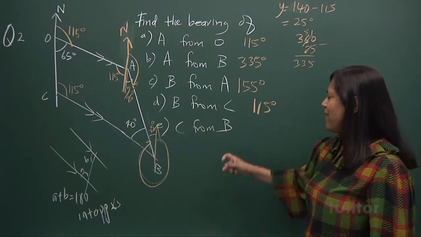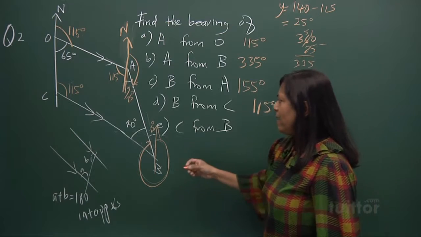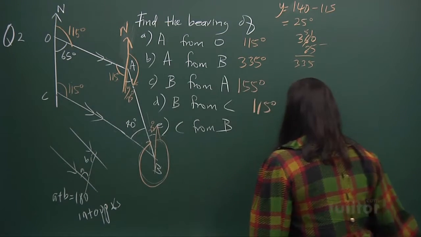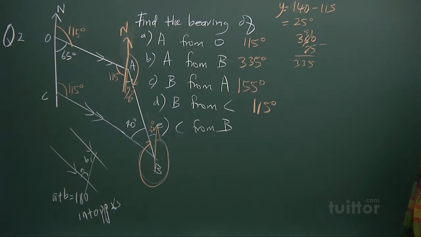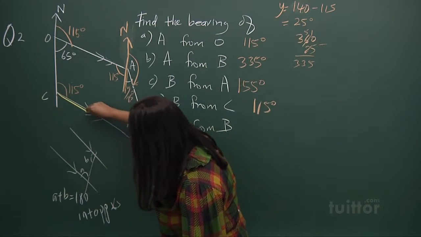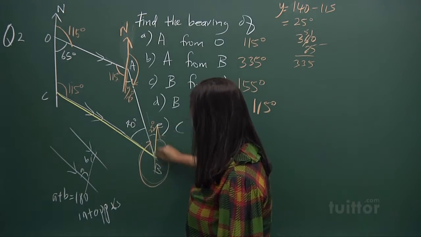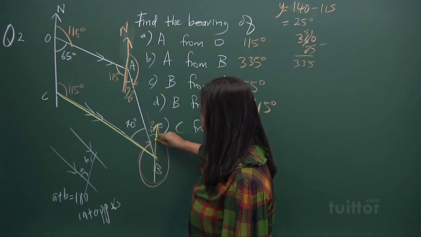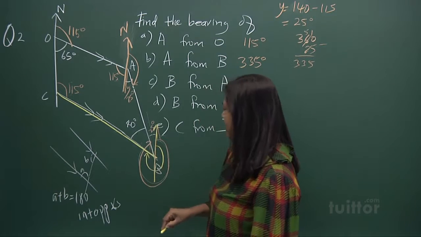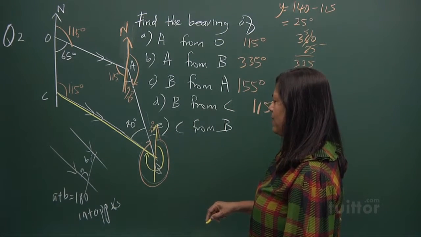Now let's look at the next sum. The bearing of C from B. Alright? The bearing of C from B. Let me use another colored chalk. The bearing of C from B. We're going to draw this whole thing. And where is C from B? This is north. C from B will be this way. This way. Alright? So we look at that sum.